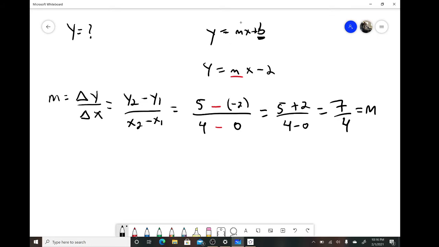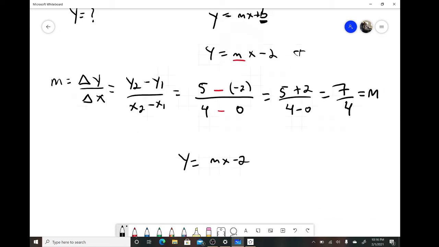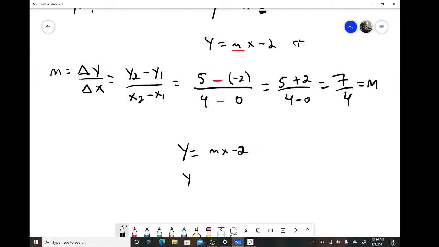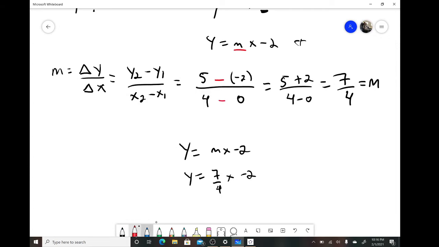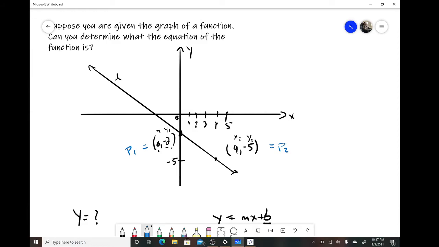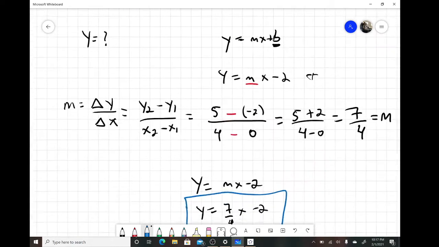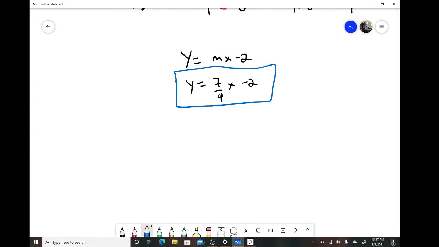So now we could just fill in the blanks. We have y equals mx minus 2. That's what we left off here. But now we have found what m is. So y equals 7/4 x minus 2. That right here is the equation of this line L up there. So that is how you could find out what the equation of a line is given the graph.